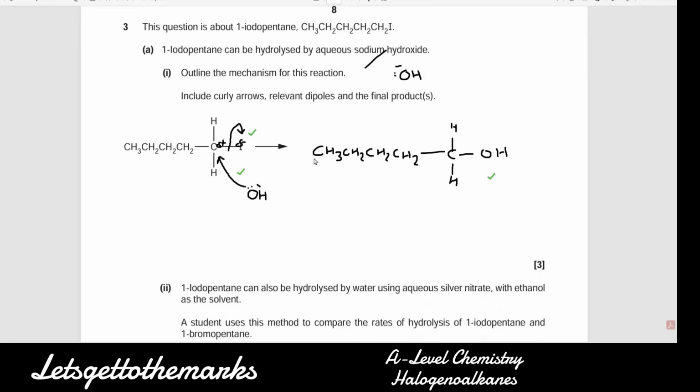Oh dear, I can't get this in the right place now, so you're just going to have to bear with me here, folks. It does say final products, plural. So what's the other product? Well, the iodine's broken off, hasn't it? So we have an iodide ion, and that is the final product. If we forget that, we won't get that mark. All right, let's move on.